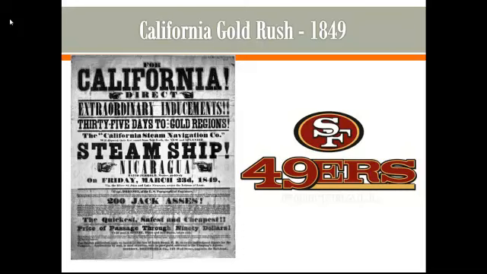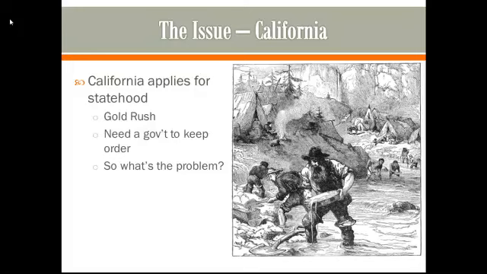In 1849, there was a massive gold rush, which is why the San Francisco football team today is named the 49ers. These new people, these 49ers coming into California, very quickly grew the state into something unmanageable. There was chaos. There were too many people. There was violence, lawlessness. And so California needs to be a state. They need a government to help them keep order. They need kind of assistance from the federal government. But the only problem with this is that California is going to upset the balance between slave states and free states in the country.